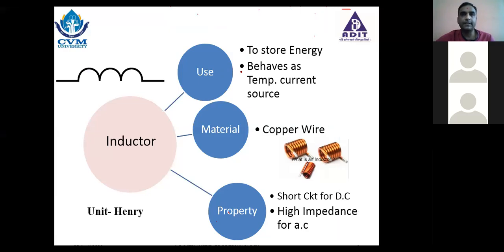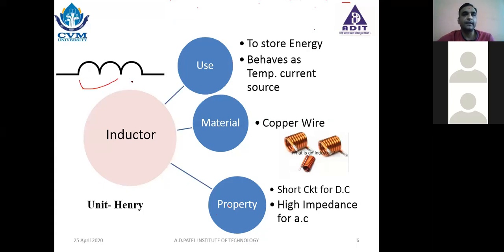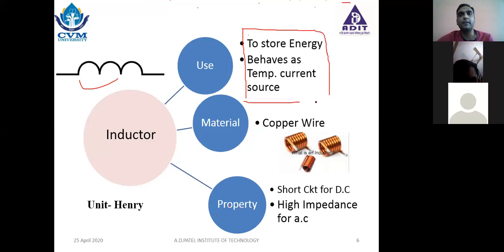Okay, fine. So let us move to the next, that is the inductor. So the inductor symbol is this. Now, what is the use of the inductor? It is an electrical or electronics component which is used to store energy. And most importantly, which you may not have heard about till now, it is used as a temporary current source. Okay, it is used as a temporary current source.